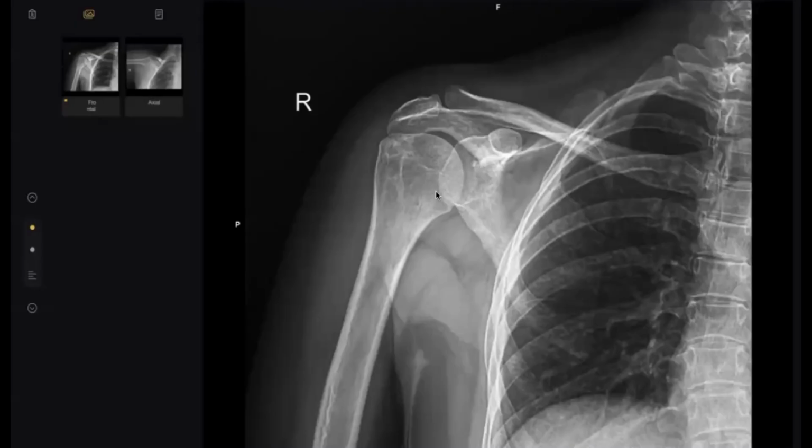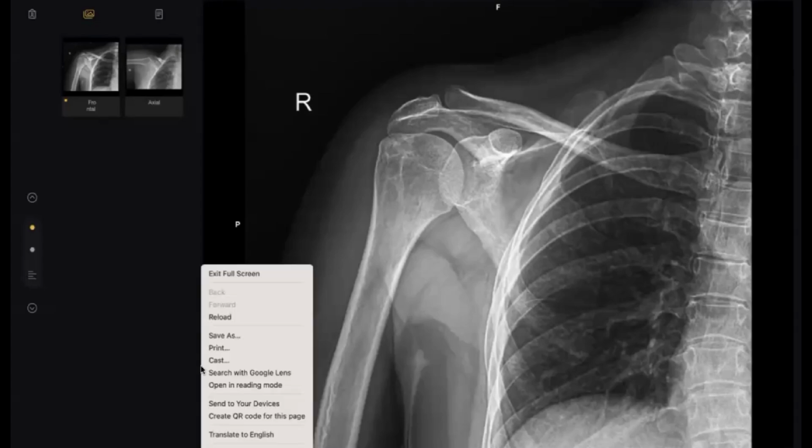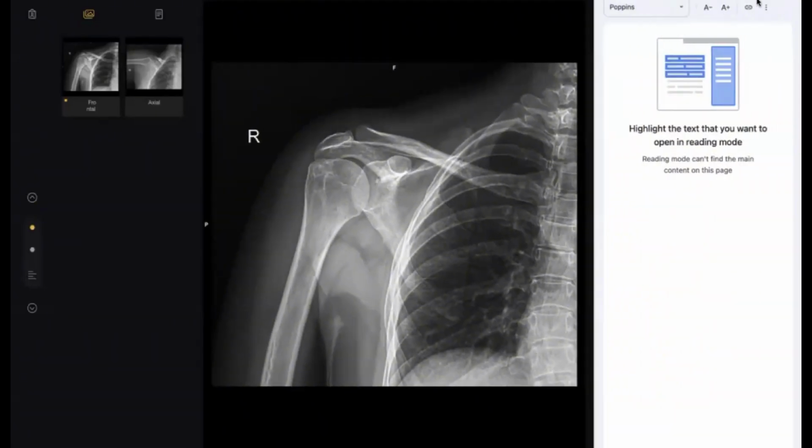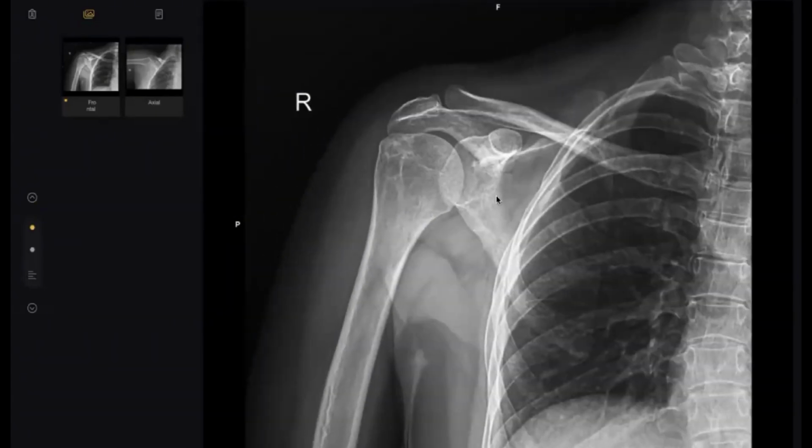There is a history of right shoulder pain and previous trauma. So I am looking for any fractures. No obvious fracture could be seen in the clavicle, scapula, or the visualized proximal humerus. There is no evidence of rib fractures and no pneumothorax in the visualized lung field.